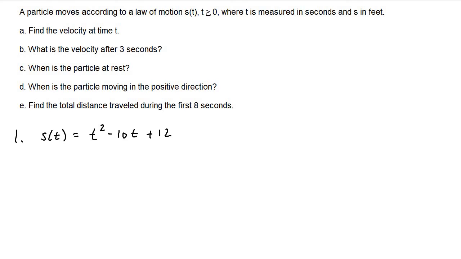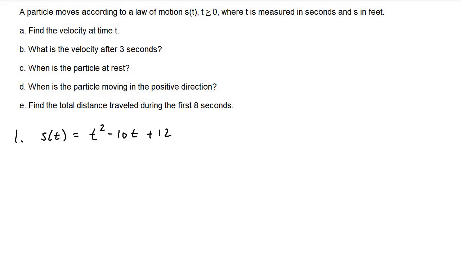So for these next set of problems, a particle moves according to the law of motion s of t. So realize that's going to be our position function, where t is greater than or equal to 0, and t is measured in seconds and s is measured in feet. So for part A, we have to find the velocity at time t. For part B, what is the velocity after 3 seconds? Part C, when is the particle at rest? Part D, when is the particle moving in the positive direction? And finally, find the total distance traveled during the first 8 seconds.